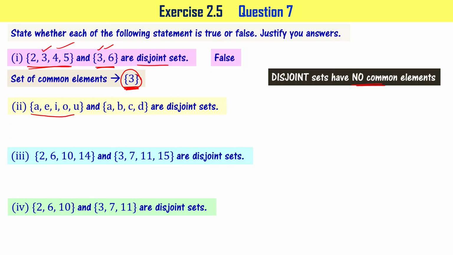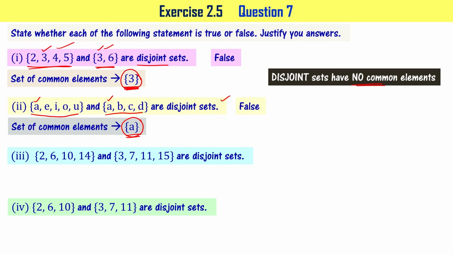Now let's go to the second problem. The first set has elements A, E, I, O, U and the second set has A, B, C, D. If you observe, A is common across both. So the set of common elements has one element. It is not a null set. That's why the given statement is false.